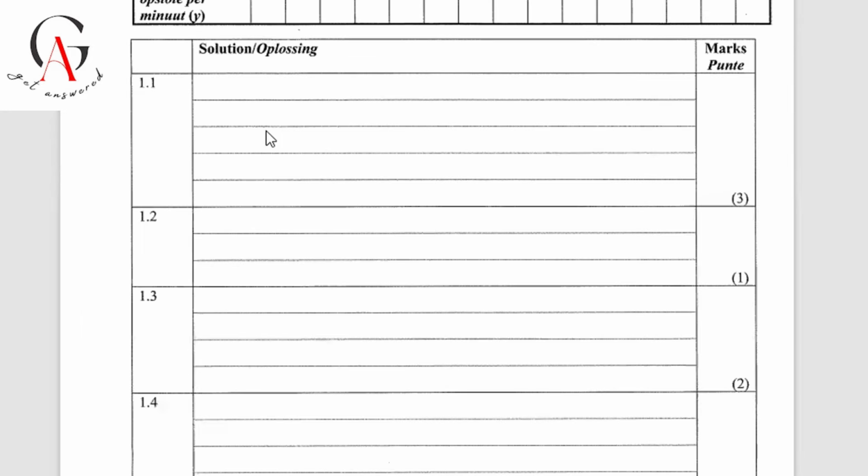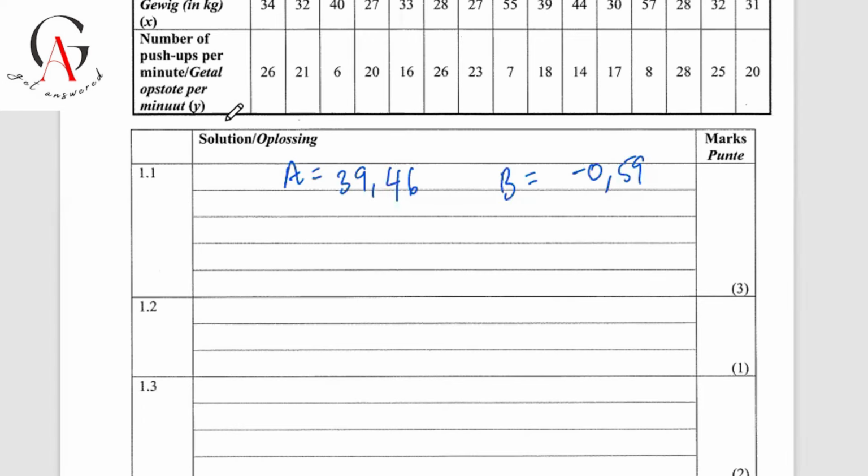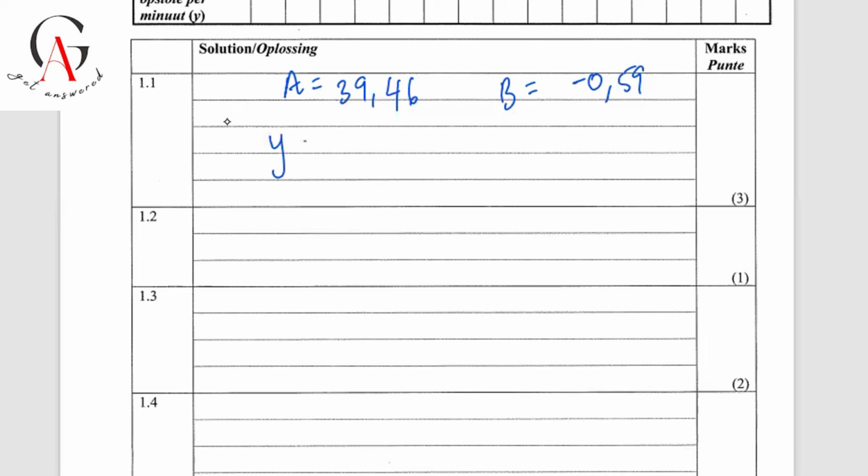So we're saying that A is 39,456, which I'll maybe round off to 39,46. Okay. And then my B is negative 0.59 if I round it off to 2 decimals. Okay, then this is the number of push-ups, okay. So which means our equation will be Y = 39,46 minus 0.59x. So a mark for A, a mark for B, and then a mark for the equation.